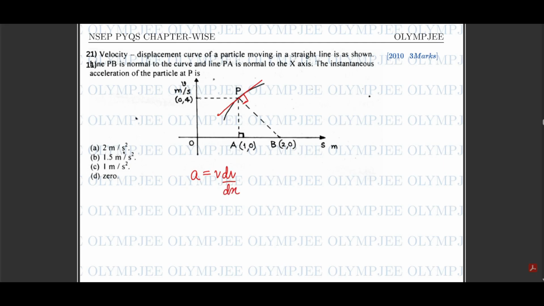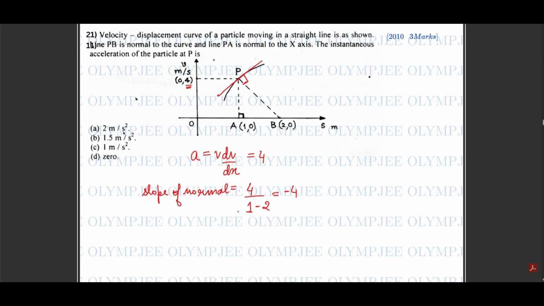So velocity we have as 4, but dv by dx we are not given. But we are given the slope of the normal. And we know that normal is perpendicular to the tangent. So we can calculate the slope of tangent from here. So first let us calculate the slope of normal. So that is given by 4 by, so that is minus 4.